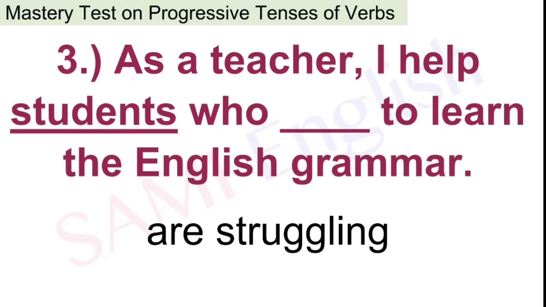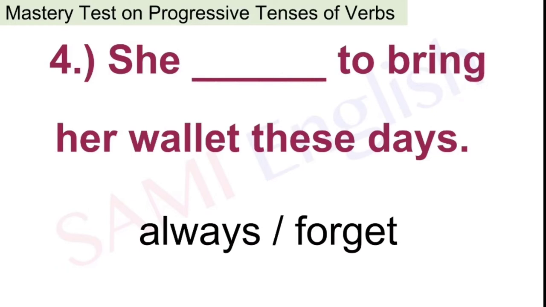Number four, she blank to bring her wallet these days. Ito ay example ng temporary habit. Pero, napag-usapan natin ito sa past progressive tense and sa present progressive tense of the verb. Ngayon, dito sa mastery, magkahalo na, di ba? Present, past, or future. Paano mo malalaman, okay, na dapat ang gamitin ay past at hindi present? Or baka naman present dapat siya, hindi past? Ang titingnan mo lang dyan ay yung time indicator that is used in the sentence.